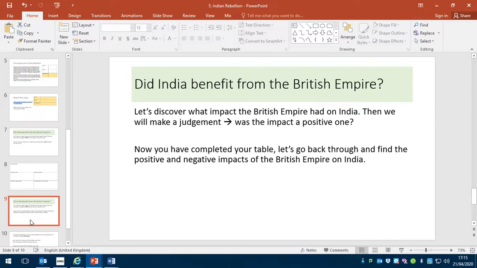Now we're going to look at a character called Gandhi later on in our unit, and he was one of the people who benefited from this. He was able to move to England to study law at an English university, and then go back to India and use his knowledge to help his citizens in his country.